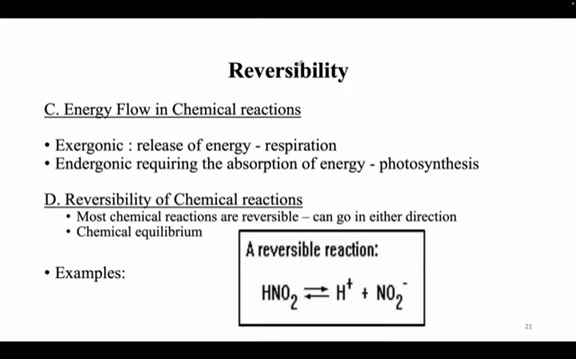Now, a characteristic of chemical reactions is that they are reversible, meaning they can go in either direction. So you take HNO2, suppose, you can split it up, decompose it into H+ and NO2, or it can again combine, or synthesize, to form HNO2. So H and NO2 can combine and again form HNO2. So a reaction can go in either way.